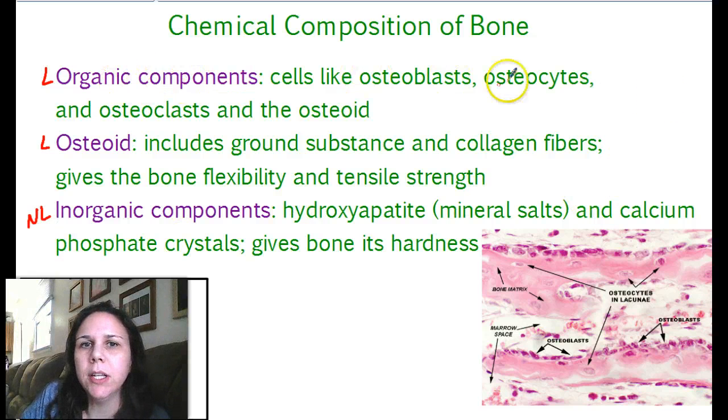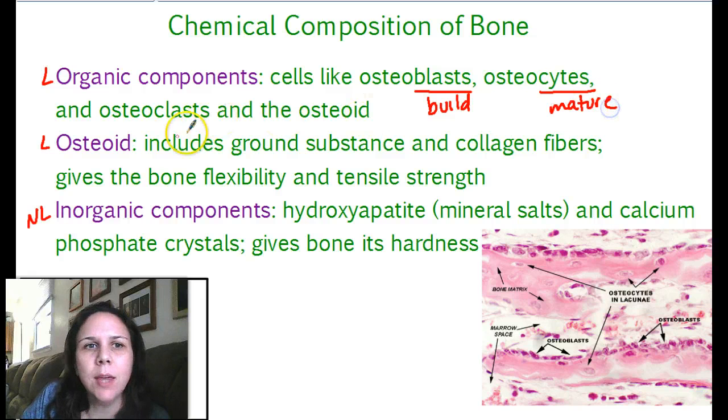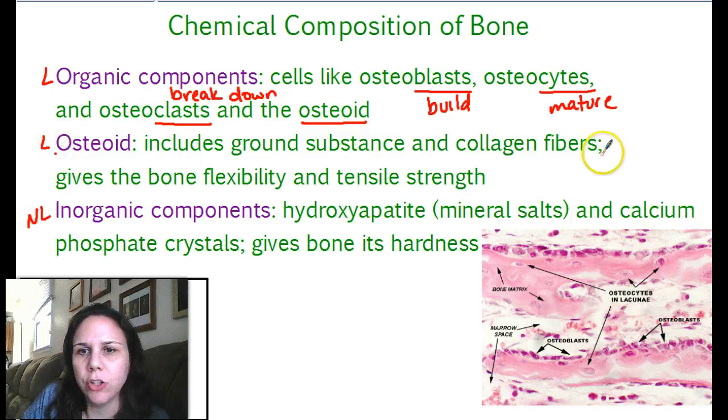The organic components include cells, specifically osteoblasts. Blast means to build. Osteocyte means mature. And we have osteoclast, which means to break down. And then we have this weird looking thing called the osteoid. Osteoid, this one here, includes ground substance and collagen fibers. And so it's kind of like the matrix. It's all the stuff around the outside here.